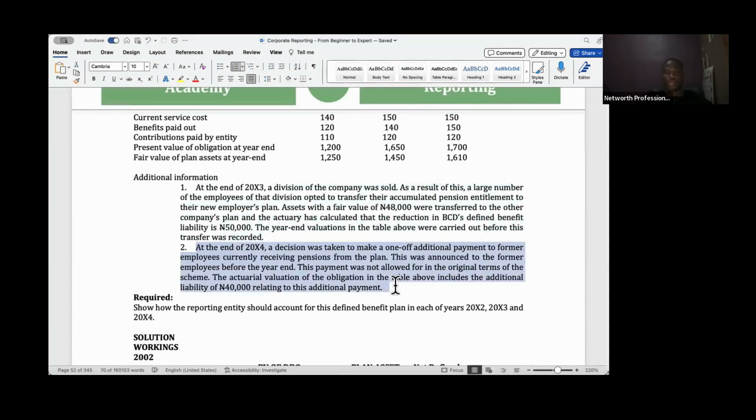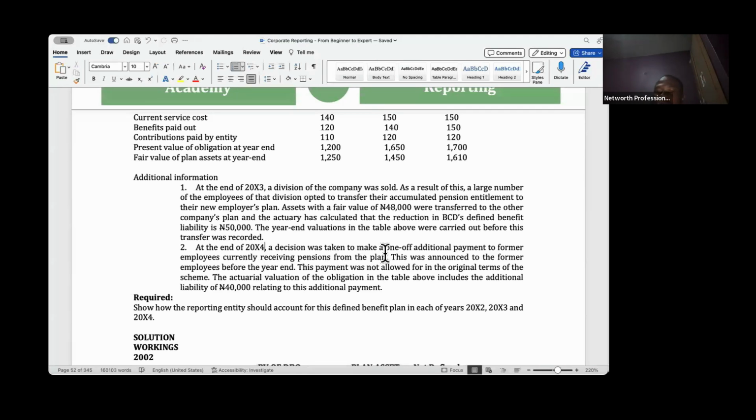This said that at the end of 2004, a decision was taken to make a one-off additional payment to former employees currently receiving pension from the plan. Listen to this very well. I'm reading this sentence again. It said at the end of 2004, a decision was taken to make a one-off additional payment to former employees currently receiving pension from the plan.